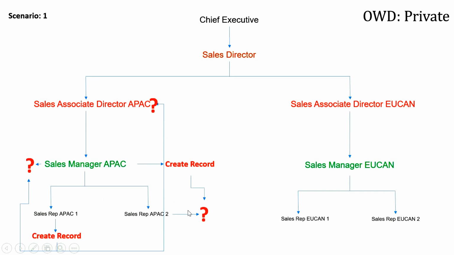Now if sales rep epoch 1 creates the record, I'm considering that the sales manager will be able to see the record, and the above hierarchy will also see and update the record. But sales rep epoch 2 will not be able to see the record. Let's see what happens. So I am going to create the record for sales rep epoch 1.